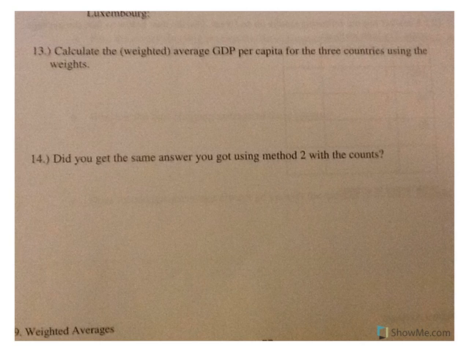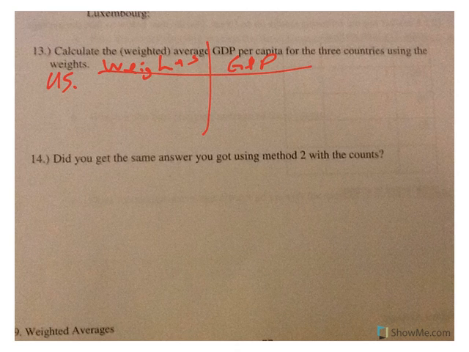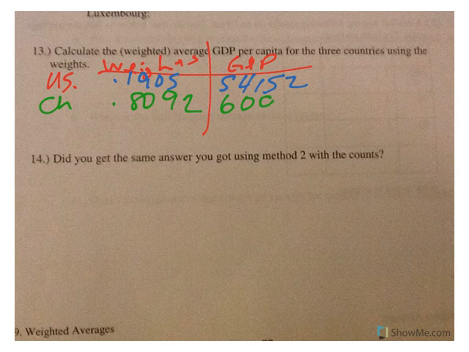Okay, so if we create a little table here, we've got weights, and then we've got the GDP. All right, so the U.S., we'll do U.S. in blue. So the U.S. weight is 0.1905, and the GDP was 54152. And then we've got the Chinese, and they're 0.8092 because there's a ton of them, and their GDP was 6093. And then we've got Luxembourg that had a weight of 0.0003. And their GDP was 80,700.